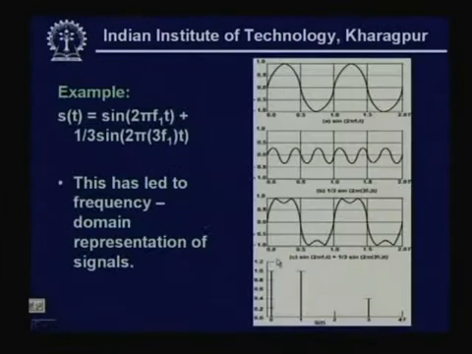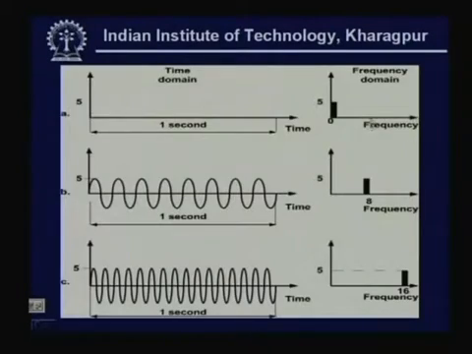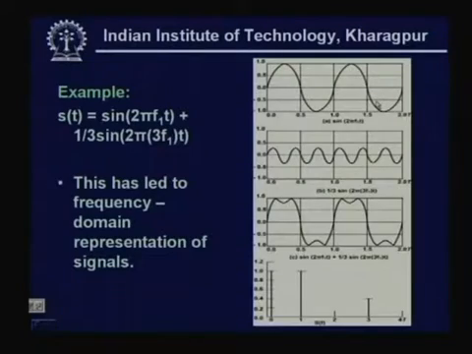Now here is an example. Here we see a sine wave, sine 2 pi f1 t, having frequency f1. Here is another signal, as you can see, within this we have 3 cycles. So it has frequency 3f1. This frequency is 3 times that.